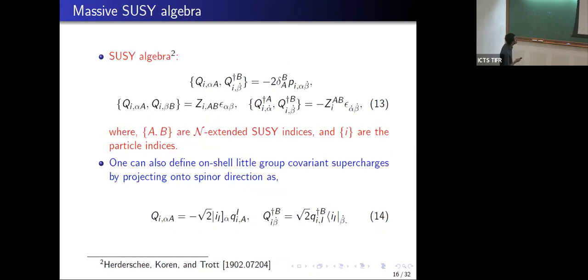Okay, so this is the massive SUSY algebra, and now this is the important thing for massive SUSY. This ZIAB is the central charge for this N extended SUSY, where AB are the N extended SUSY indices and small I are the particle indices. One can also define on-shell little group covariant supercharges for this massive SUSY algebra by projecting onto the spinor directions. So yeah, this is the on-shell supercharges for this massive SUSY.